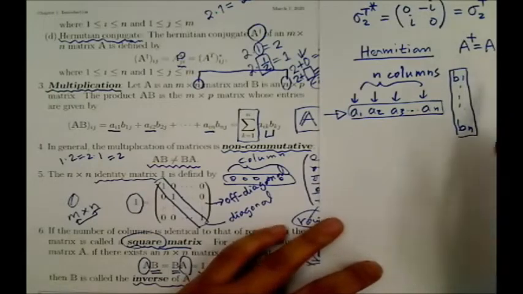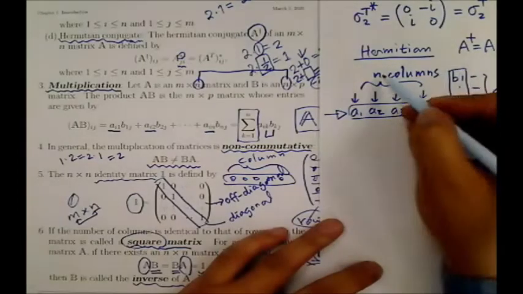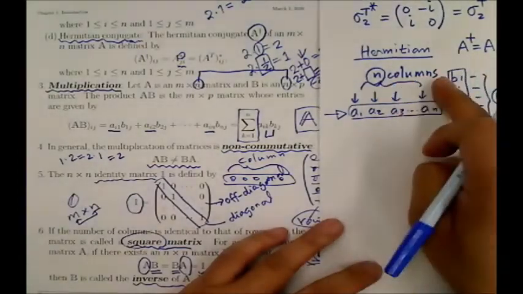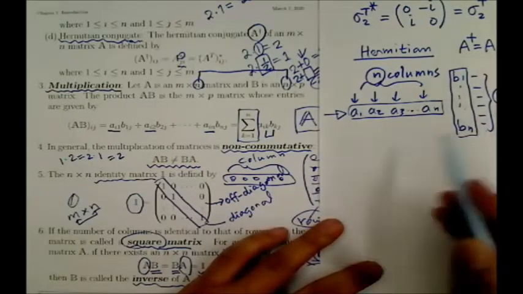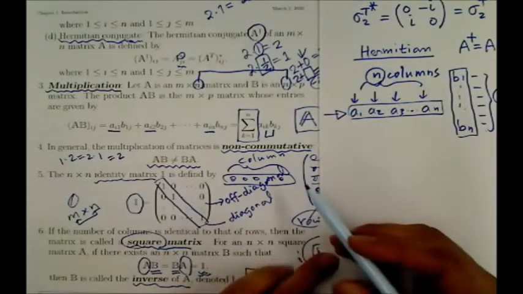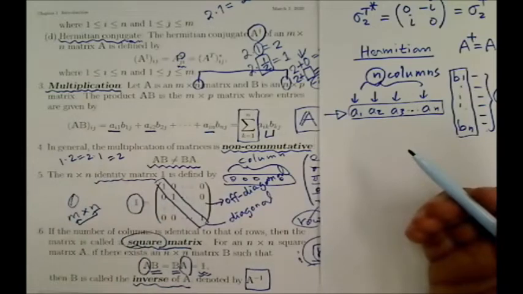And this column matrix has rows, and this number of rows must match with the number of columns of the left matrix. When these two numbers match, then we can multiply two matrices.